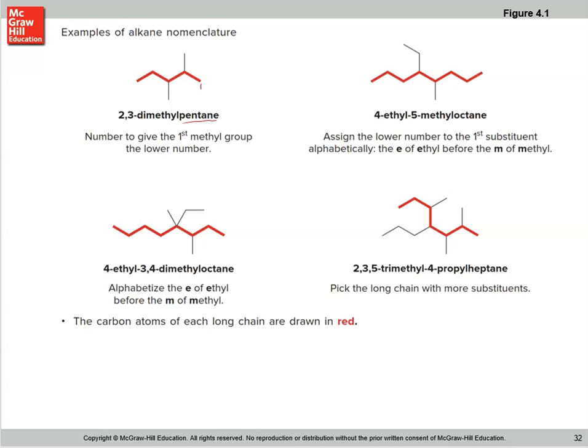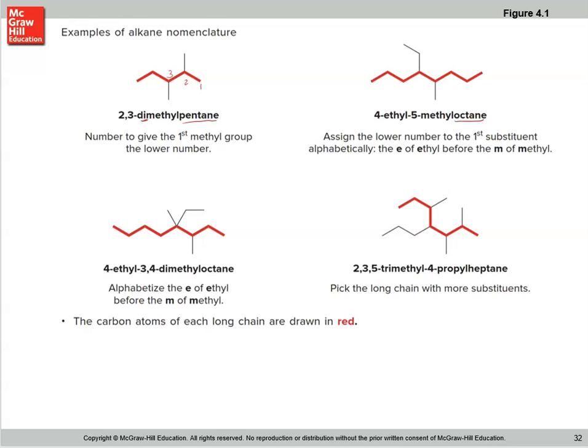I'm going to count from the back end because I can see that that's going to give me the lowest possible numbers. So we have a 2 and a 3, and there are two methyl groups. So 2,3-dimethyl pentane. On this next compound, we have methyl, ethyl, propyl, butyl, pentyl, hexyl, heptyl, octyl, octane.